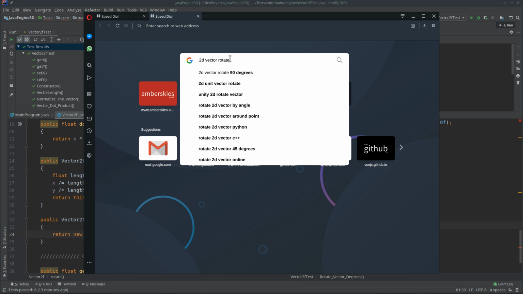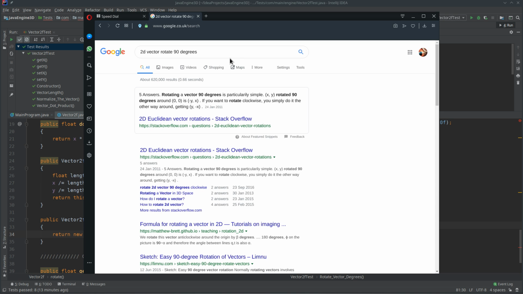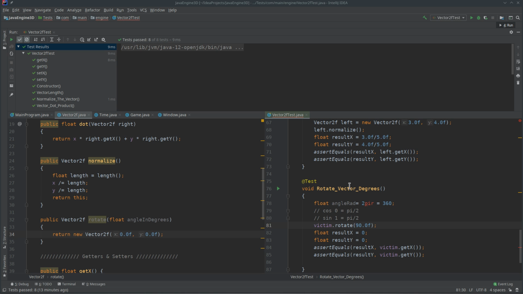Yeah, unit vector rotate. Okay, what's that then? Right, yeah. Minus y, x. I thought it was a simple one for 90. I was right. Just pop you up here for a second. So... yeah. Okay. And that's minus y, x.